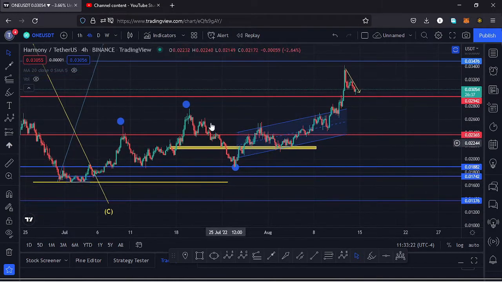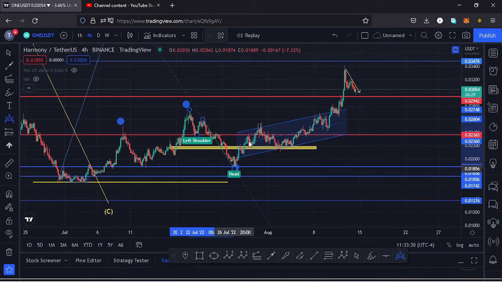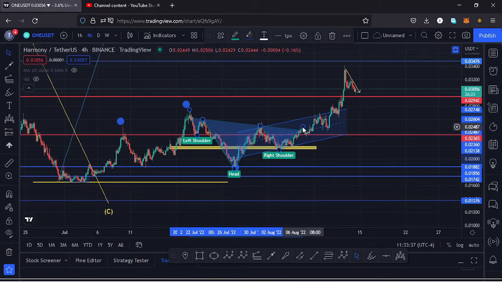In this movement to the upper side we also had the formation of a head and shoulders pattern, which was right here, having this as the head down here, and the movement that we are in, this is what was forming the right shoulder of that head and shoulders pattern, and we have seen the breakout out of that chart pattern here on the charts.